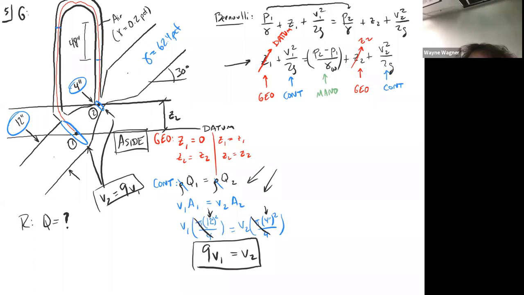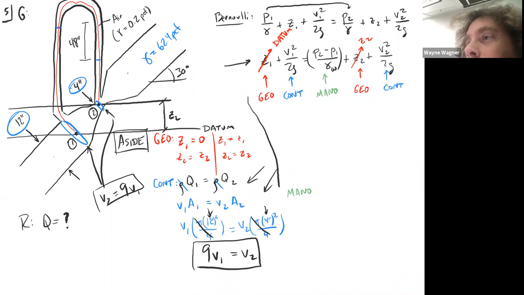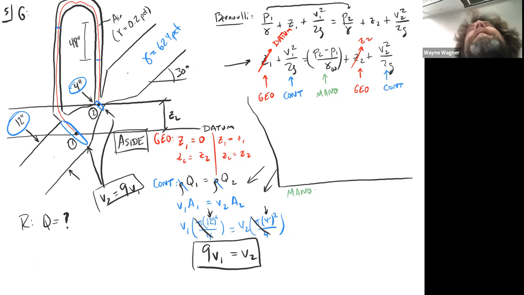Then the last one is the manometer, and we don't really have a lot of space, so I'm going to go ahead and put it here in green, which means I don't have a lot of space to solve this thing overall, but such is life. All right, so the manometer, I'm going to start at point 1, and I'm going to say P1, not over gamma, just P1.